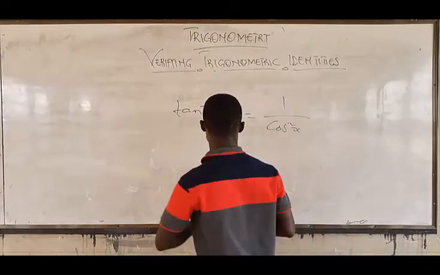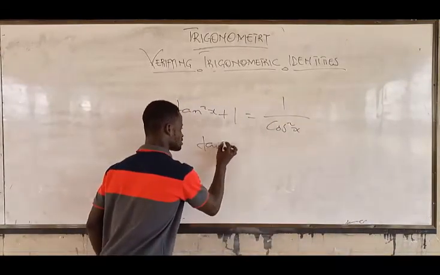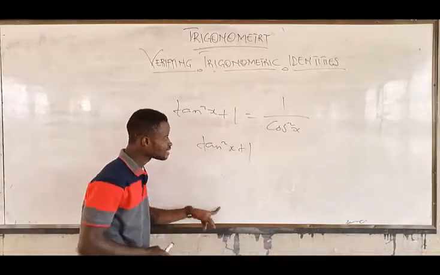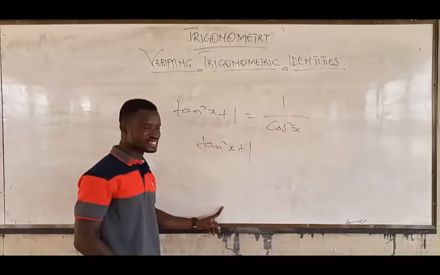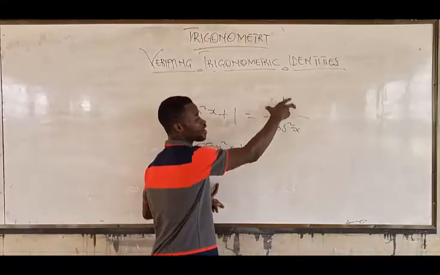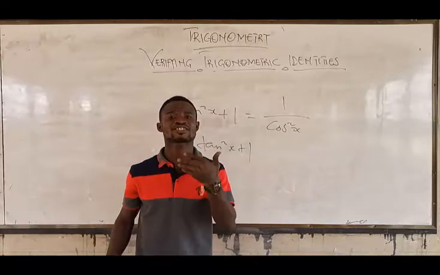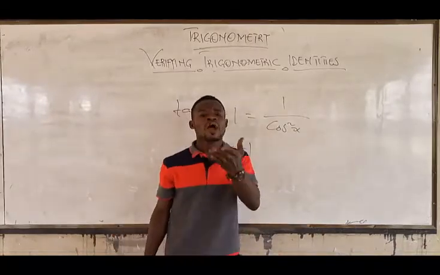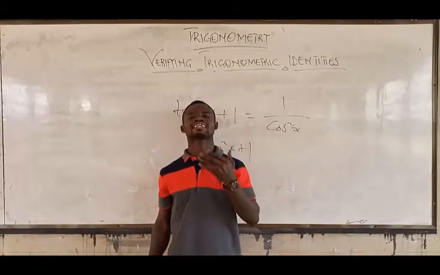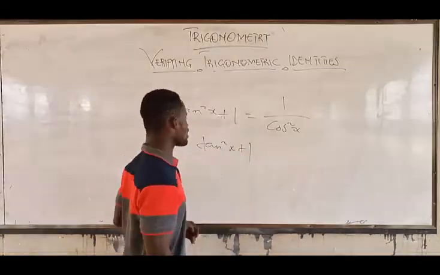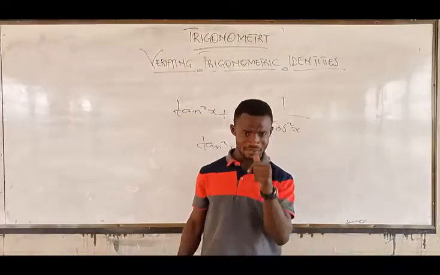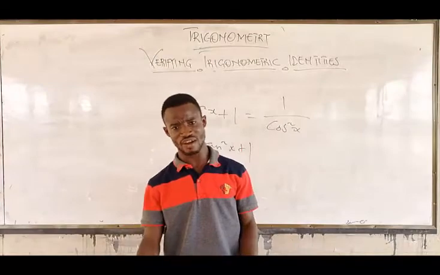Now, if you are solving this, it means that if you are simplifying this, the right hand side, which is 1 over cos square x, is your goal. That is where you want to be, and that is your goal. Always keep that in mind. Never ever forget that part. All right, very good.